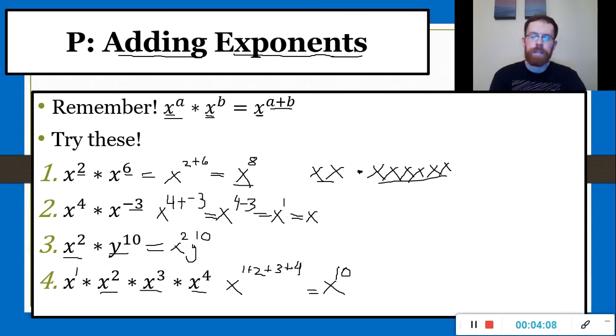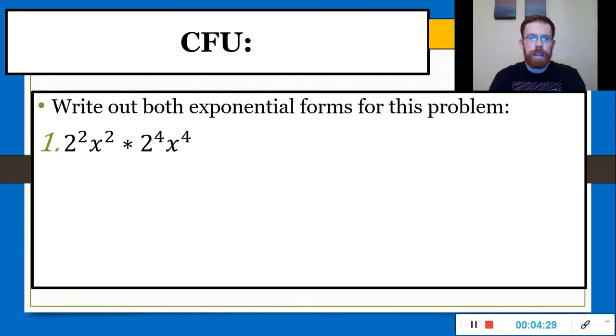So, to recap, ladies and gentlemen, parents and students, when we're multiplying variables of the same type, or numbers, we can add the exponents. That's really all we're using, and it should be incredibly straightforward. Now, if I have something like this, I want you to write out the exponential form of this problem and simplify.